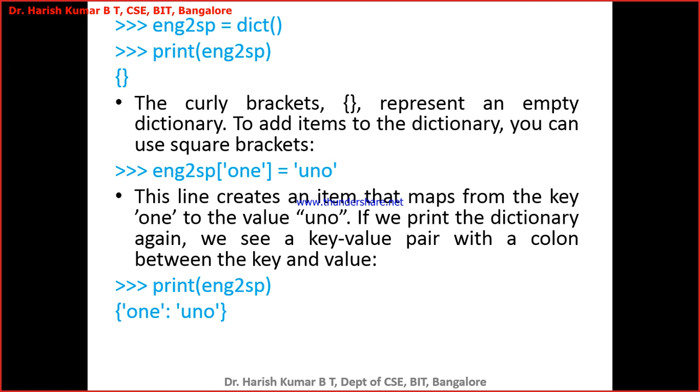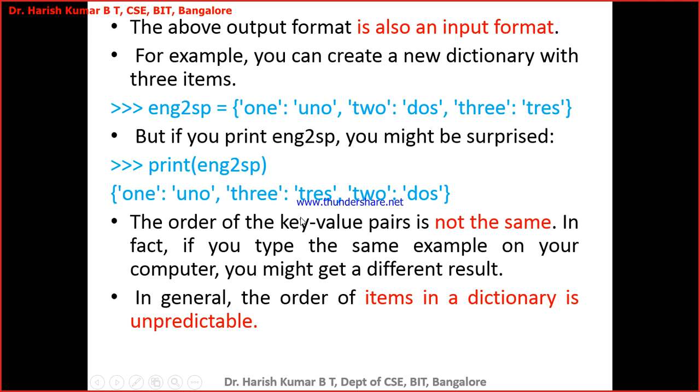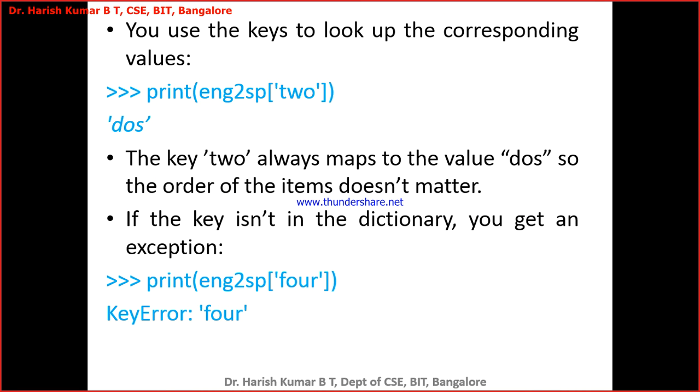So we understood how to create a dictionary, an empty dictionary. You can create it like this, and then how to add a key value pair to the dictionary. And whenever you try to print the dictionary, you will not get the key value pairs in the same order that you have inserted them, because the order of the items displayed is always unpredictable.